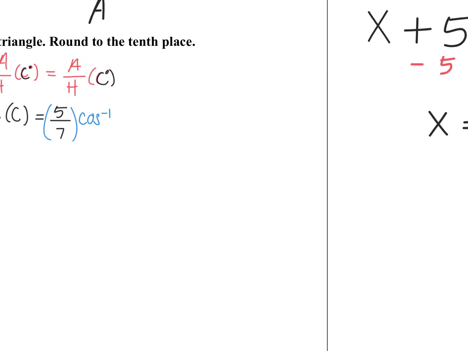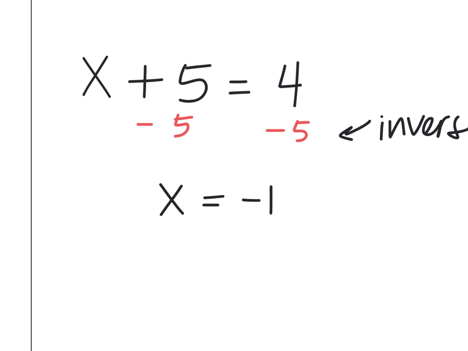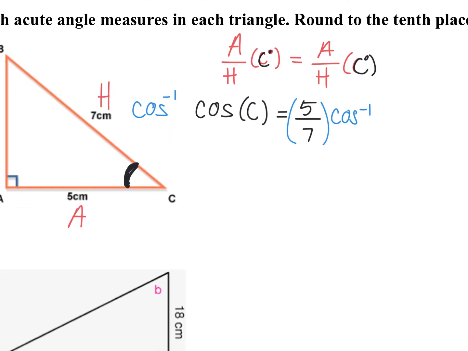What happens when I do the inverse of addition? I have plus 5 and I do minus 5. What happens? Cancels. Right? Because they're inverses. So what's going to happen over here? If I do the inverse cosine times the inverse cosine right here, what's going to happen? Cancels. Gets C by itself. So you do the inverse to both sides just like you've done for equations for years, okay? And then I get that C is equal to cosine inverse of 5/7.